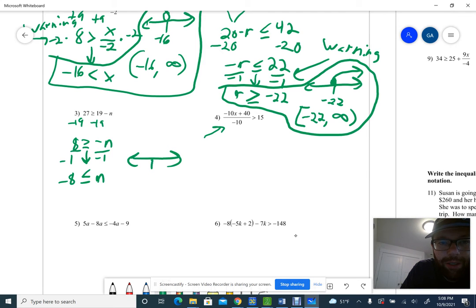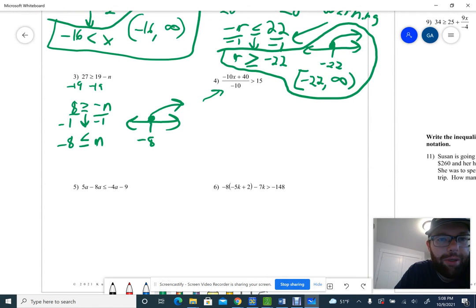So I have -8 with a closed circle, and it is eating the variable, so it's going to go to the right. And yeah, that would be your graph. And then it would be -8 to infinity with a parenthesis and a bracket there. And that'd be your answers.